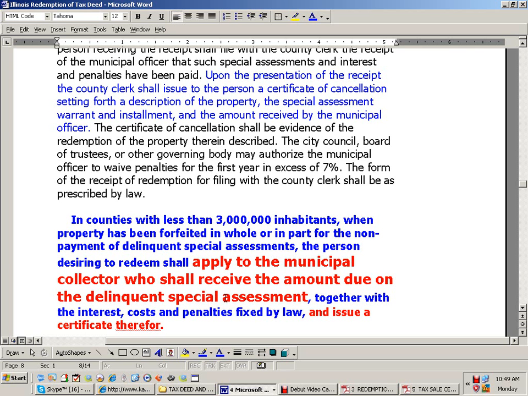But this is what it's saying: it's not elected, it's appointed, since your county has less than 3 million inhabitants, right? You also need to go to the municipal collector. I'm just saying that's probably the city treasurer.